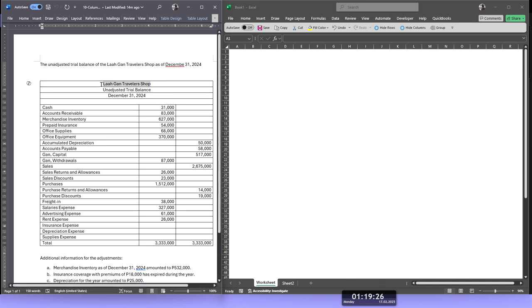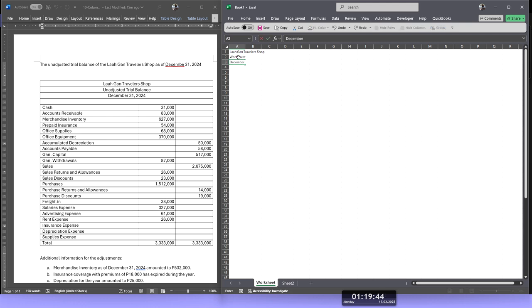So I'll just copy the company name here. And then it has the title of the document, which is the worksheet. And then the date, which is December 31. So the date is usually the end of the accounting cycle, wherein the worksheet covers the transactions of December 31, 2024.